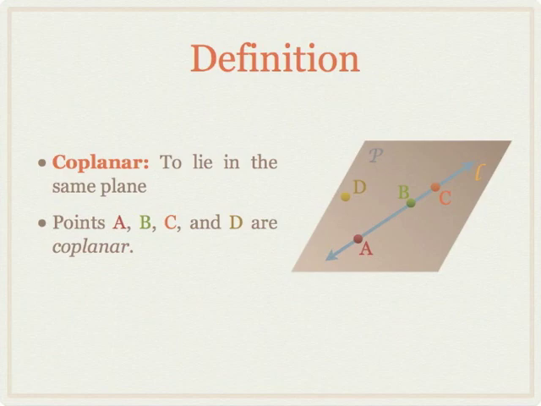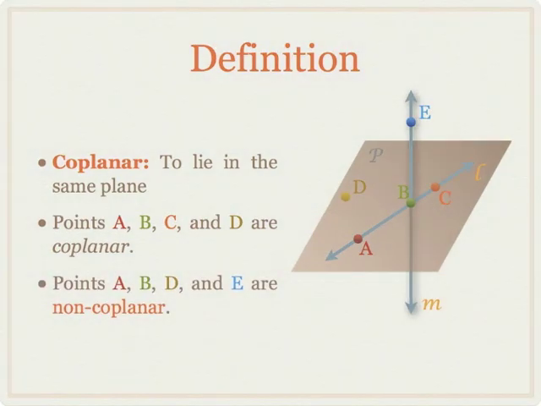But now, because we want to also talk about non-coplanar, let's add a line here. Notice that this line is going through plane P at point B. So here we have line M that is not in plane P. It's going vertical to it. Let's say that on this line M we have point E. We can now say that points A, B, D, and E are non-coplanar, meaning that they are not in the same plane. Okay, let's try all of these concepts.